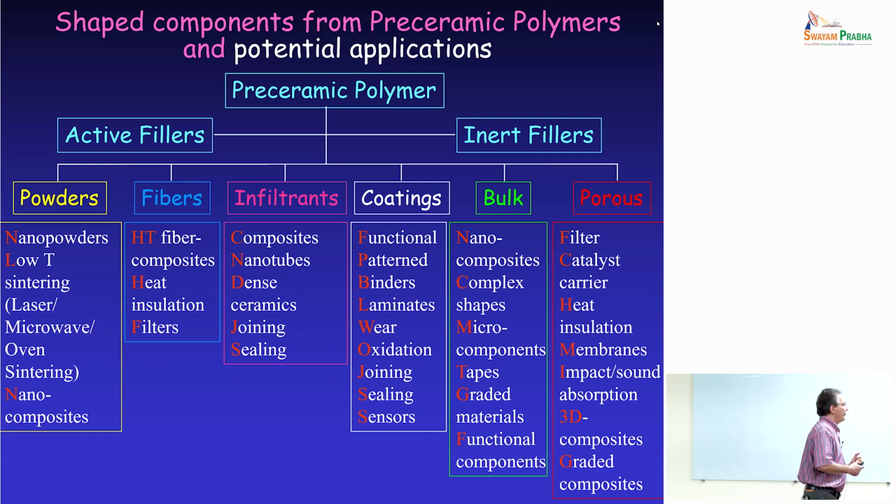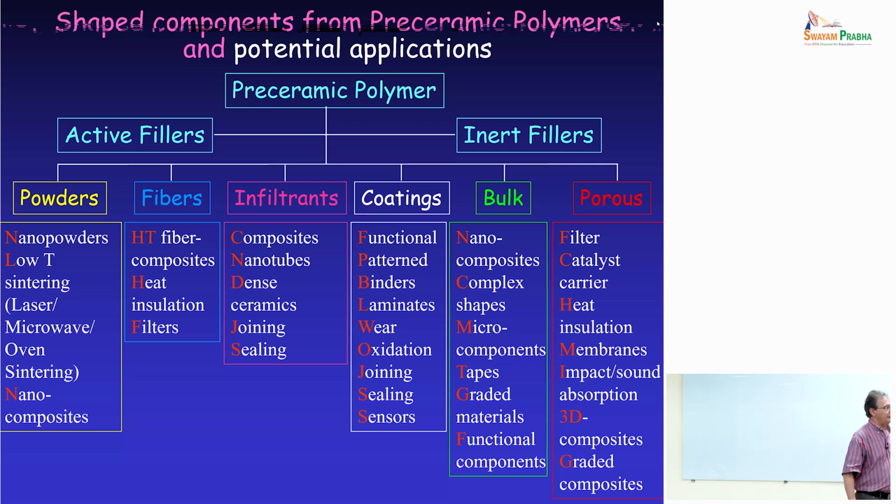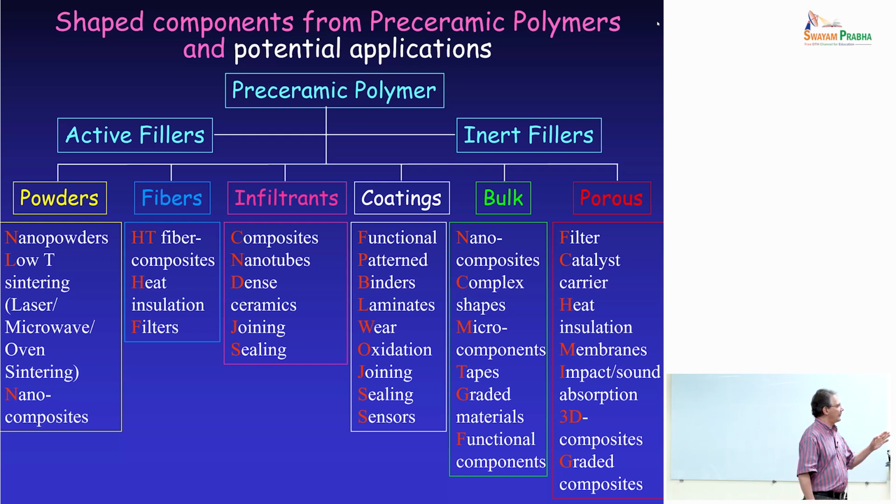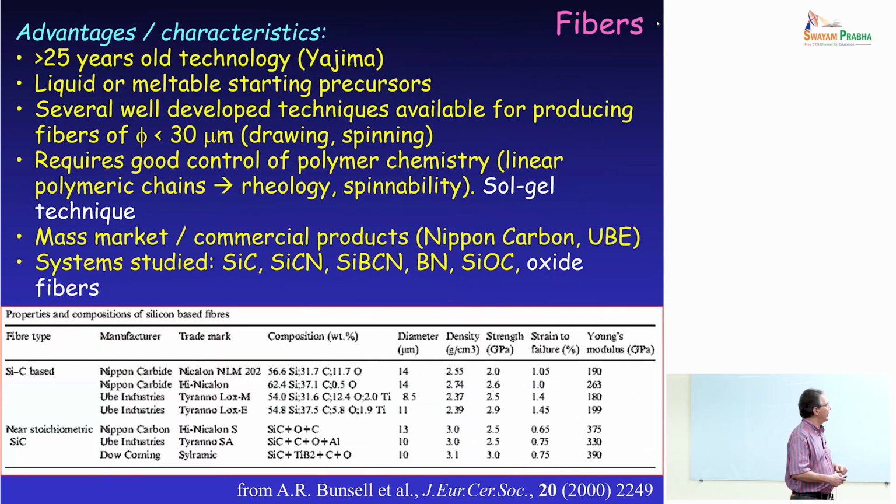So before starting discussing additive manufacturing of preceramic polymers, let me just finish by mentioning that you can make a wide range of components using preceramic polymers by themselves or with added inert or active fillers. People use them for making powders, for making fibers. They use them for infiltration of porous bodies. They use them for coatings. They use them for making bulk ceramics, and they use them for making porous ceramics. So I don't think I want to spend too much time here.